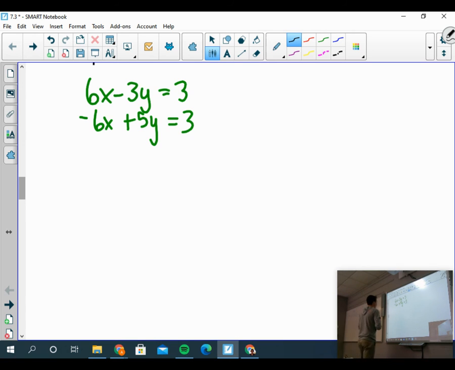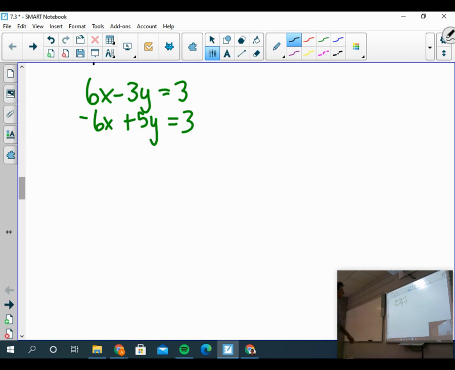So again, bear with me. If elimination is confusing, I think it'll get better. So looking at this problem, we have 6x minus 3y equals 3, and negative 6x plus 5y equals 3. Off the cuff, substitution is going to be nasty because there's no variable that's easy to get by itself. But what I notice is the interesting relationship going on with the x's.